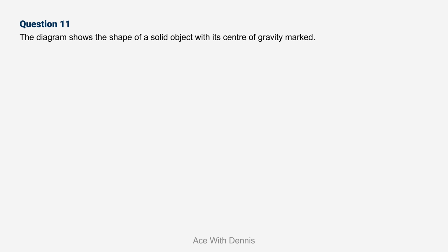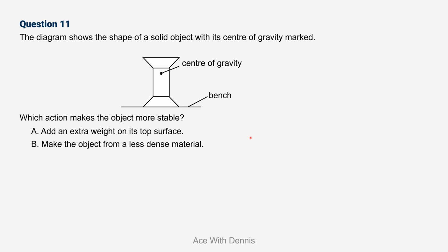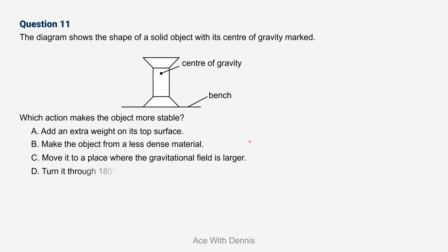Question 11. The diagram shows the shape of a solid object with its center of gravity marked. As you can see, the center of gravity is at the higher end of this object. Which action makes the object more stable? A. Add an extra weight on its top surface. B. Make the object from a less dense material. C. Move it to a place where the gravitational field is larger. Or D. Turn it through 180 degrees so that its top surface is now resting on the bench.